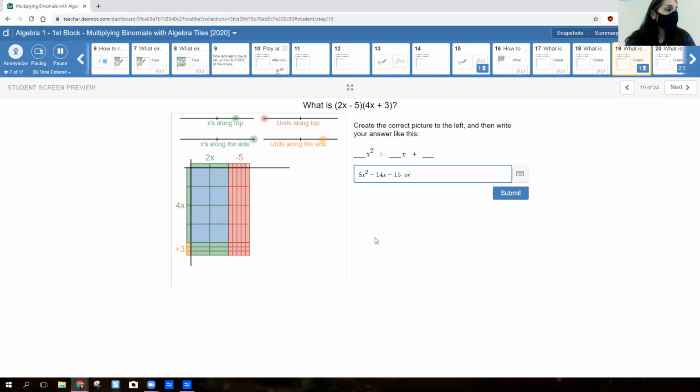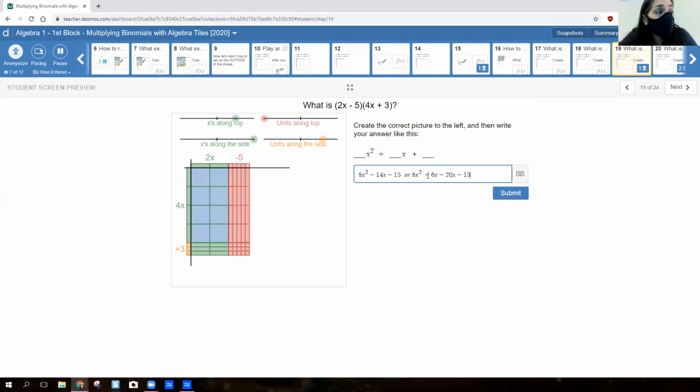Now, if I would have typed it out, it would look like this. It would be plus 6x, and then minus, let's see, 1, 2, 3, 4, 5, 10, 15, 20. There were 20 of those negative ones, and then minus 15. So if that makes more sense to you, you can type it out that way. You just have to remember to combine like terms at the very end, and that's where you're going to get the negative 14x.